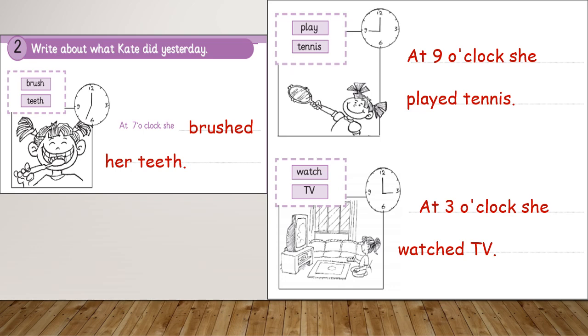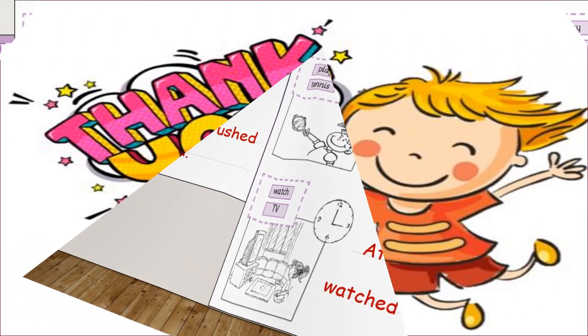Activity 2. Write about what Kate did yesterday. Number 1. Brush teeth. At 7 o'clock, she brushed her teeth. Play tennis. At 9 o'clock, she played tennis. Watch TV. At 3 o'clock, she watched TV.